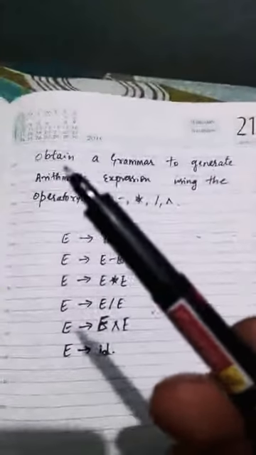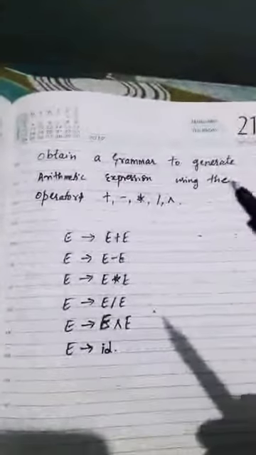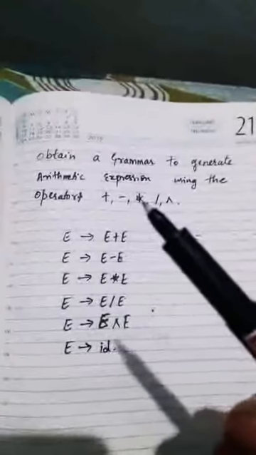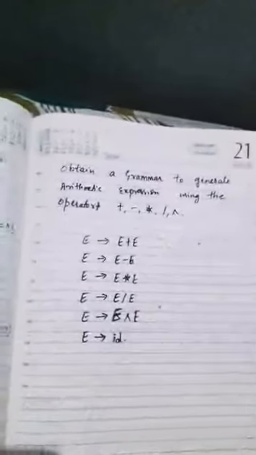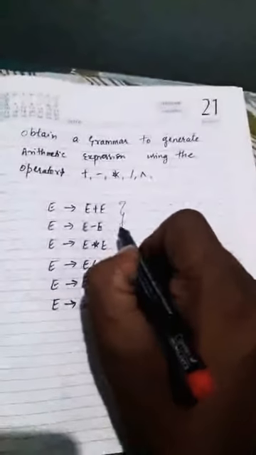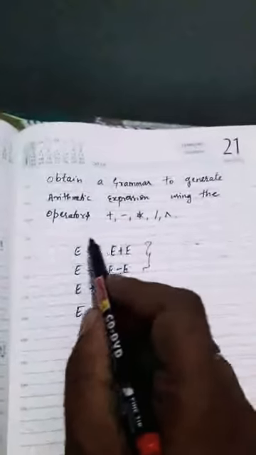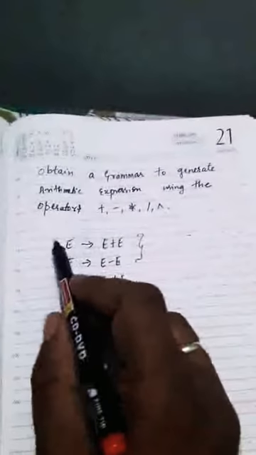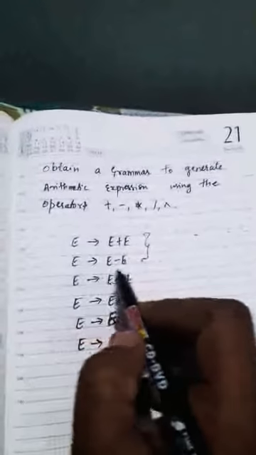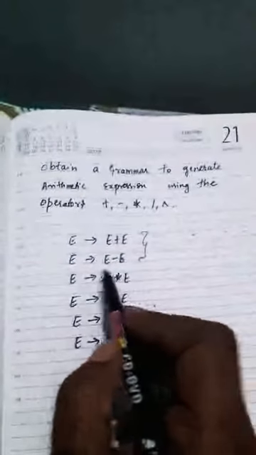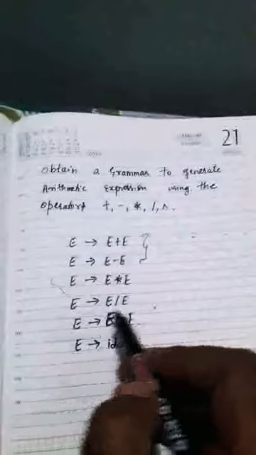So we'll go to the next topic, which says: obtain a grammar to generate arithmetic expressions using the operators plus, minus, star, division and power. Now see here, these two we have already seen in the past. This is the production to give the sum operation. This is the production to give subtraction, multiplication, division and so on.